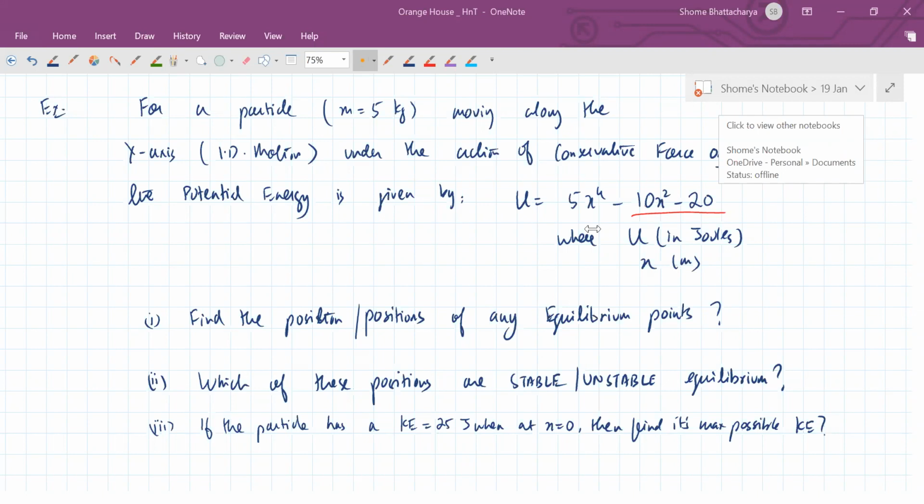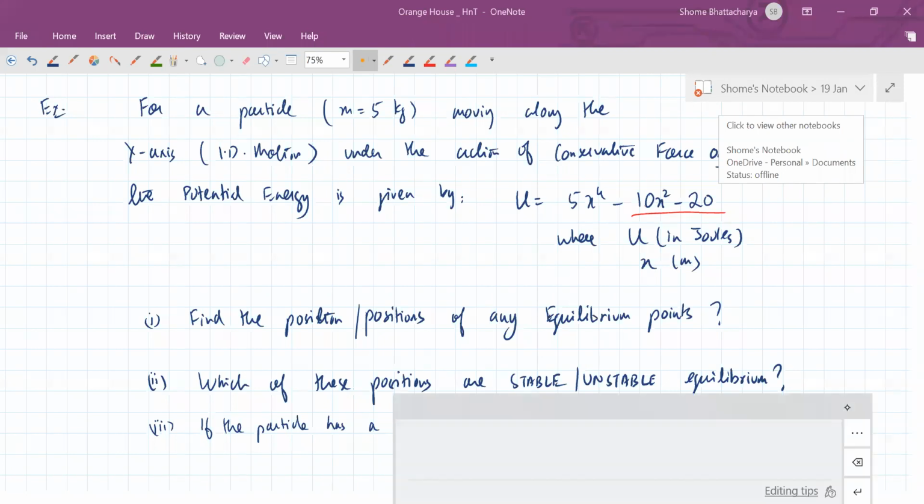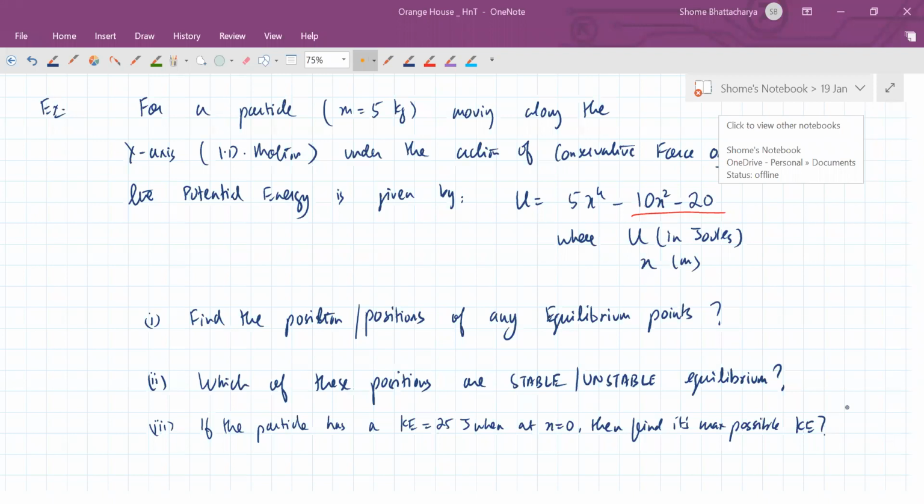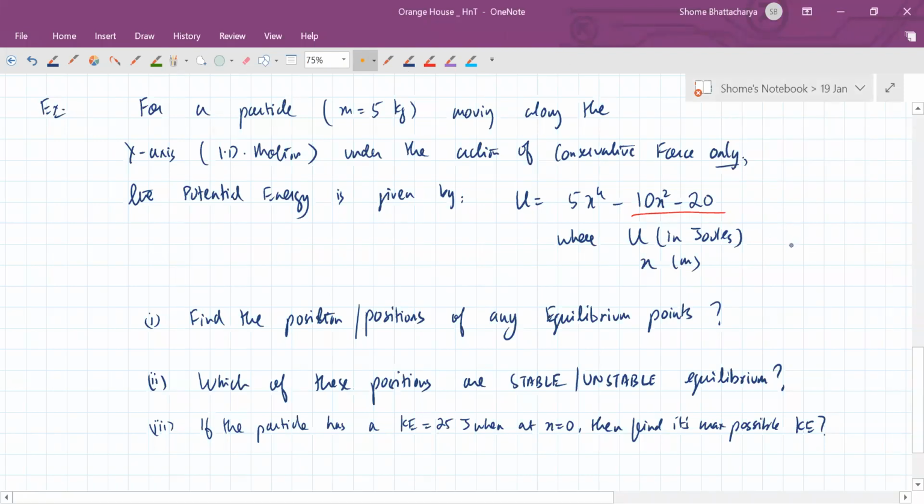Okay, the equilibrium points are 1, 0, and -1. That all of you have got correct. But you're not getting the stable versus unstable as correct. Just try it again. See, for stable equilibrium point, you have to have a local minima.